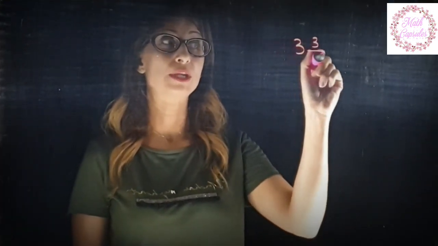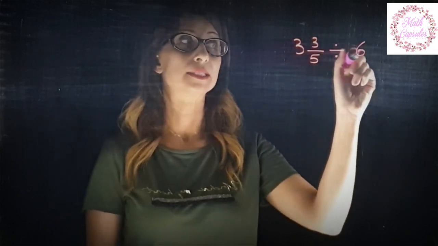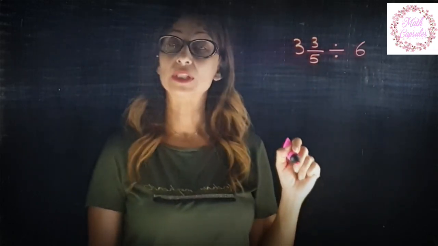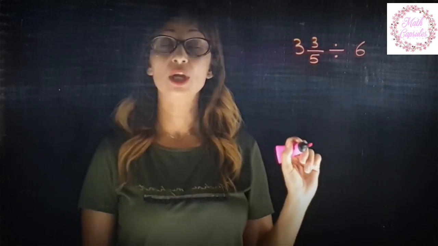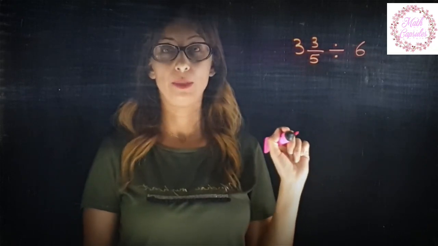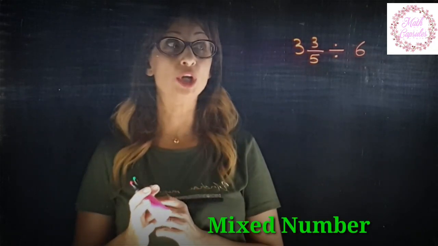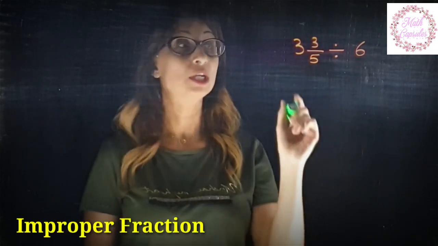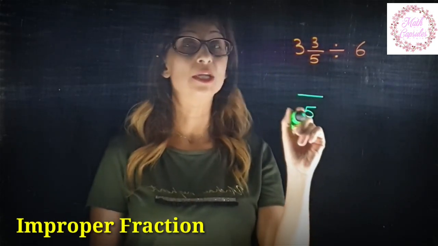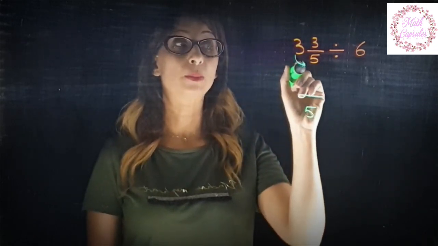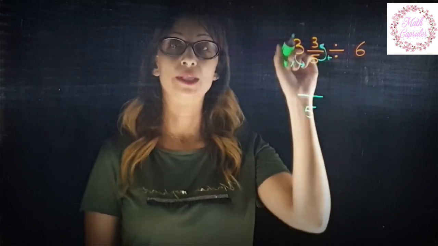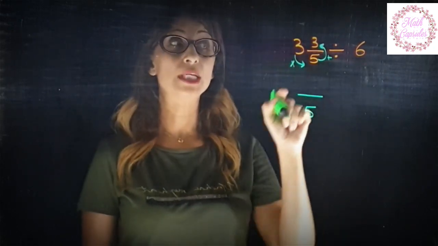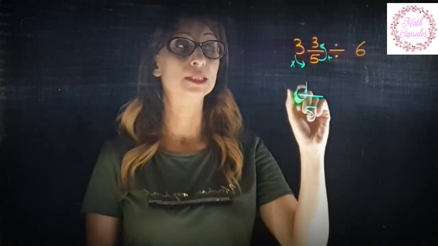Now let us have one last example. If we have 3 and 3/5 divided by 6. Now 3 and 3/5 is a mixed number. So first of all, we have to change it into an improper fraction before starting division or multiplication. So again, how can we change the mixed number into an improper fraction? First of all, I write the same denominator, 5. Then I multiply the whole number part by the denominator. Then I add what I get to the numerator. So 3 times 5 is 15, and 15 plus 3 is 18.